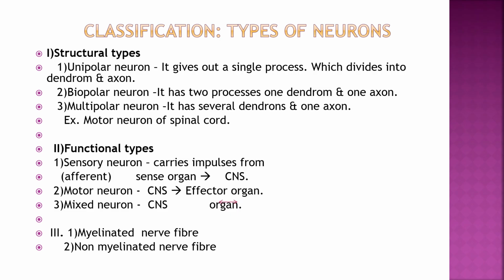And the motor fiber carries impulses from the central nervous system to the effector organ where we have to take the action, that is muscles. So it is called a motor neuron. And the mixed fibers contain both the sensory and motor parts. The third type is according to the myelin sheath. They are divided into myelinated nerve fibers or non-myelinated nerve fibers.